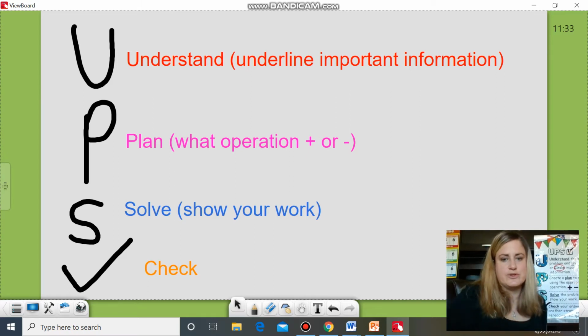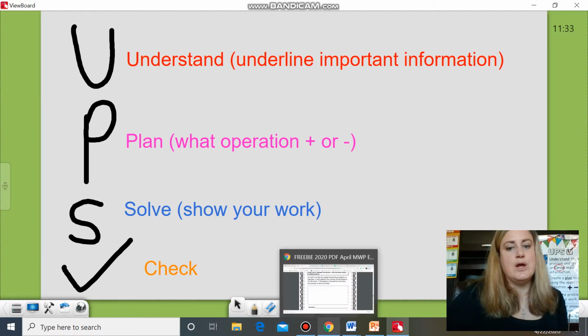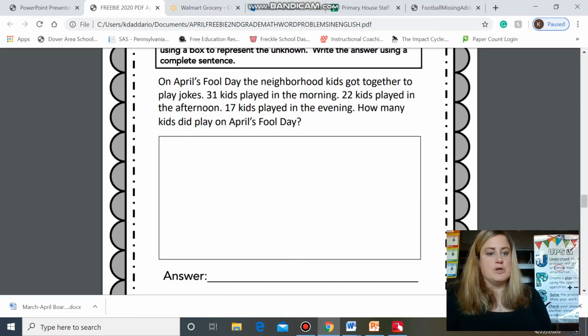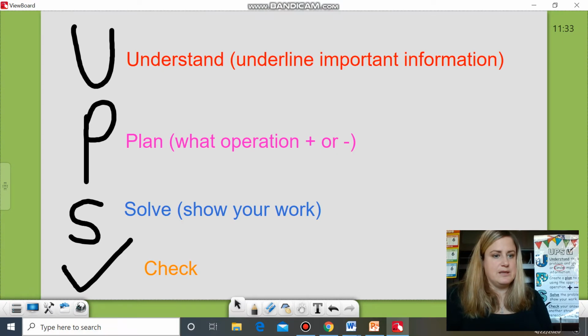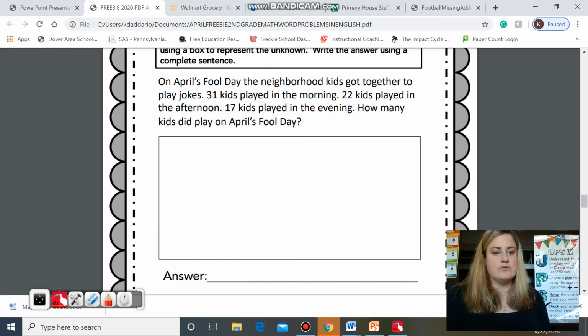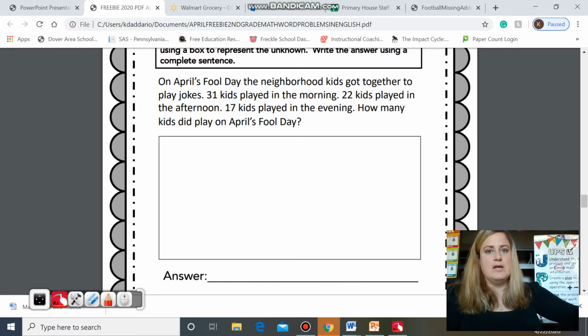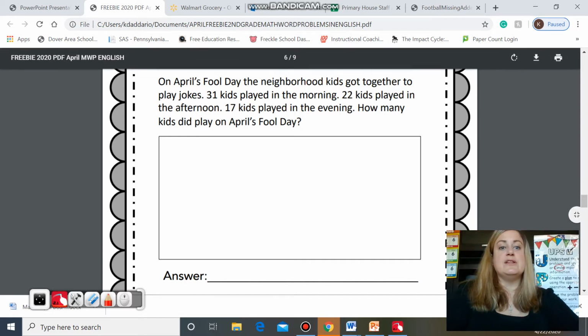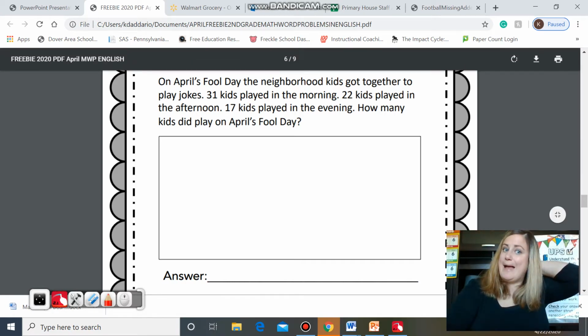I'm going to adjust my screen back here, and I'm going to go to our first word problem that I would like to practice. Let me do this so I have my tools with me. All right. So I'm going to read the problem first, and then we're going to go back and do it step by step to solve.